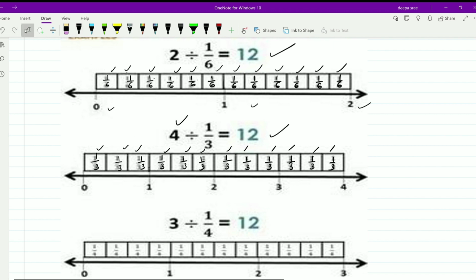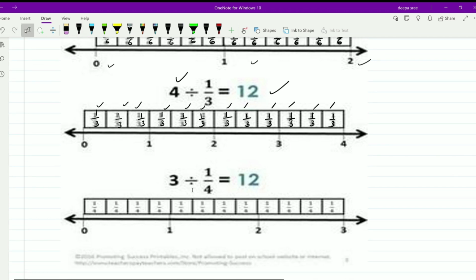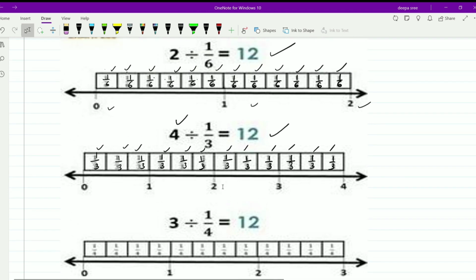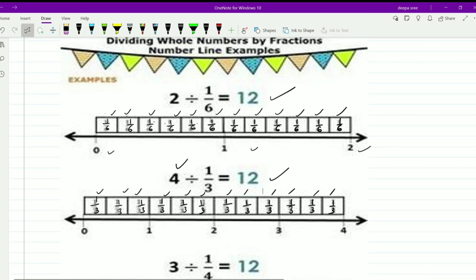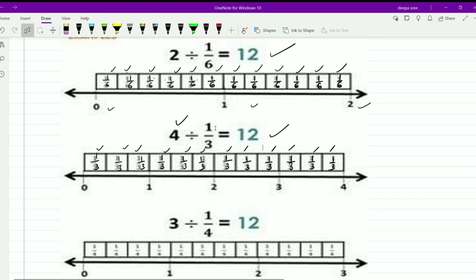Now 3 divided by 1 by 4. If it is 1 by 4, one division you have to divide into 4 equal parts. You see here how to divide that into parts. In the first case it is divided by 1 by 6, so each division you have to divide into 6 equal parts. The second case it is divided by 1 by 3. Each division you have to divide into 3 equal parts. That is the denominator of the fraction. We should divide that into the denominator.